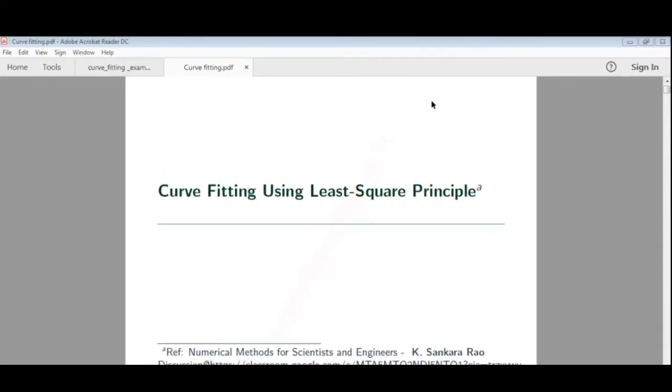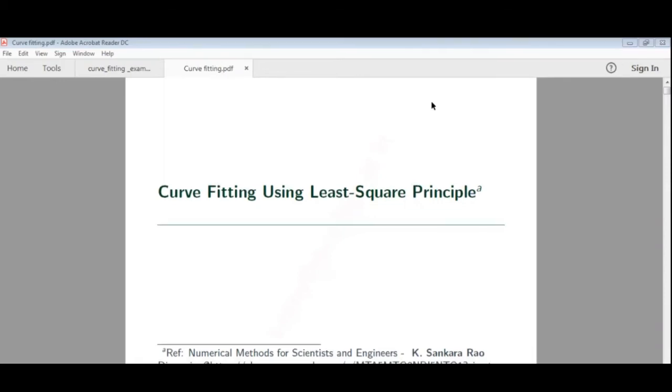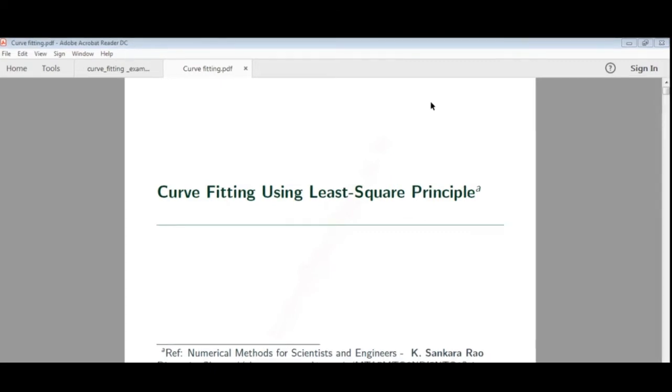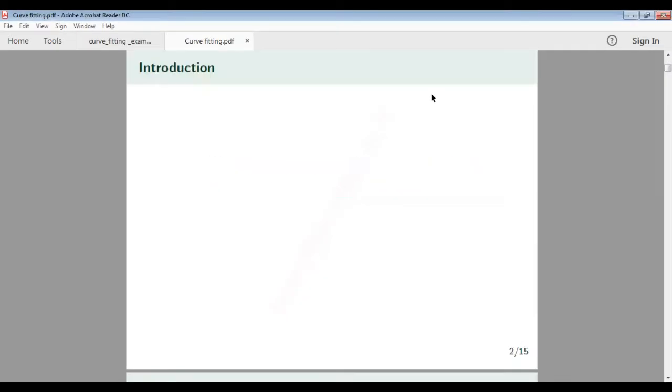Hello. Today we're going to discuss a very important topic, curve fitting. In fact, we need to study a special method in curve fitting, which is called the least square method. Before going into the details of this least square method, let's see what is meant by curve fitting.